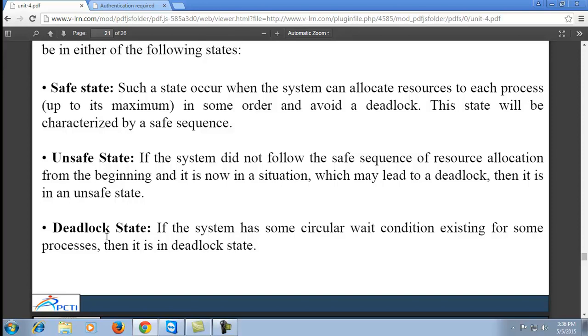If the system did not follow the safe sequence of the resource allocation method from the beginning, and it is now in a situation which may lead to a deadlock, then it is in an unsafe state. The next one is the deadlock state. If the system has a circular wait condition existing for some processes, then it is in a deadlock state.